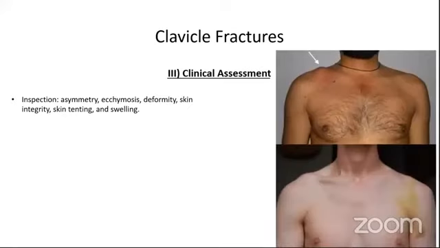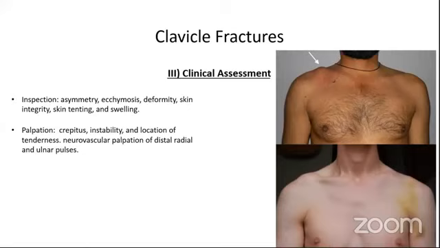First of all is the clinical assessment. The patient comes, so we start with the inspection. We see asymmetry between the two shoulders. That's why you need to expose the whole upper body to examine both shoulders. You can see ecchymosis, maybe some swelling, hematoma and skin tinting.